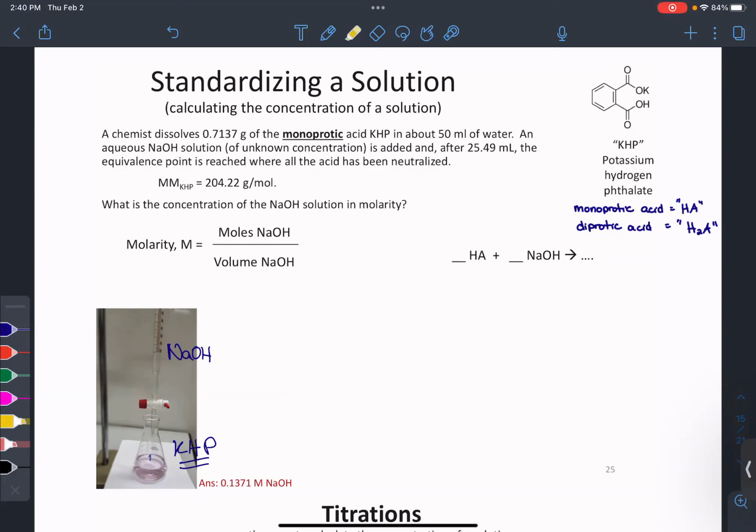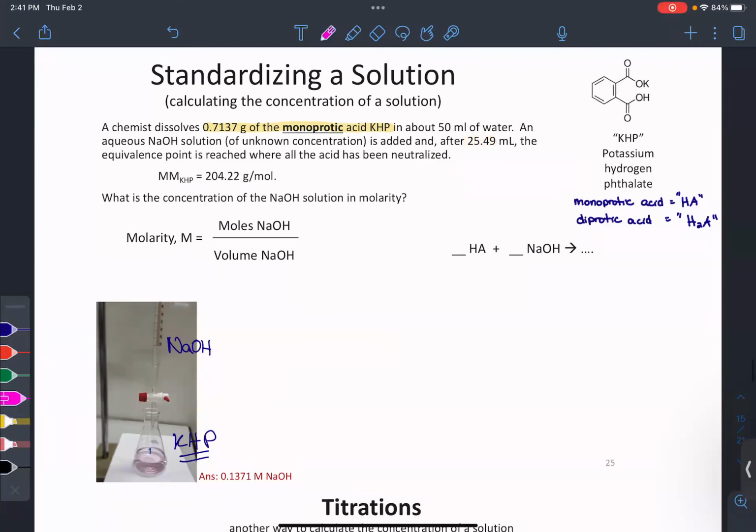So I'm saying, okay, a chemist, you dissolve this much KHP, so that many grams, in about 50 milliliters of water. The volume here doesn't matter because we're just looking at mole amounts. And we titrate with sodium hydroxide. That's our titrant. That's the thing in the burette. Don't know the concentration of it, but we know it requires 25.29 milliliters to neutralize it. That's what we know. All right.